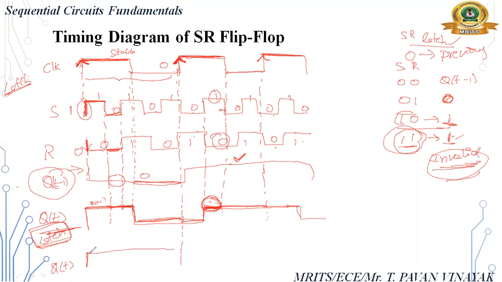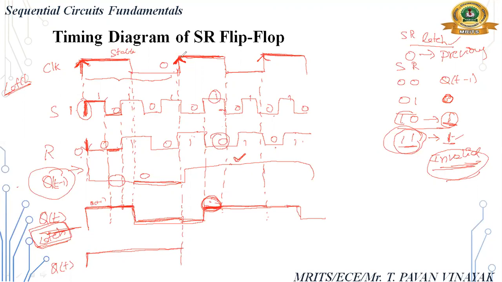This one will be available up to here. Whatever inputs you have, it doesn't respond. It responds at the edge only. At this edge only it will respond. So at that time, what do we have? 1 and 0 only. So 1 and 0 means output is 1. So up to here we get 1.